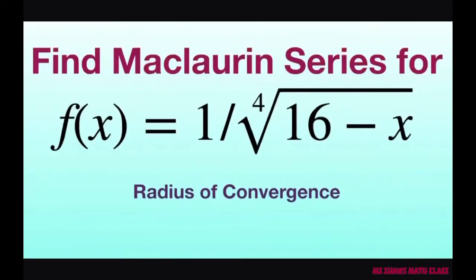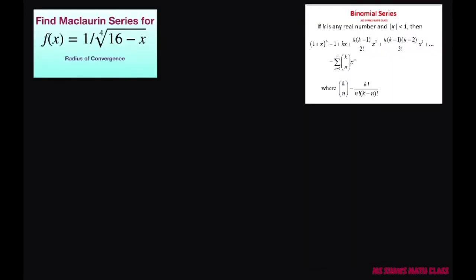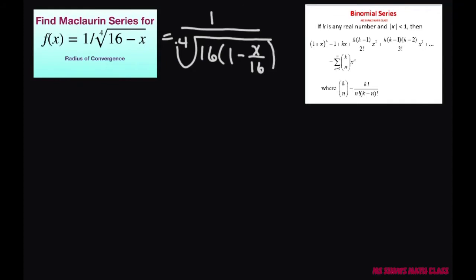Everyone. We're going to find the Maclaurin series for f of x equals 1 divided by the fourth root of 16 minus x. We're going to use the binomial series expansion to do this. So I can rewrite this as 1 divided by the fourth root. I'm going to factor out a 16. So it's going to be 16 times 1 minus x divided by 16, like that.